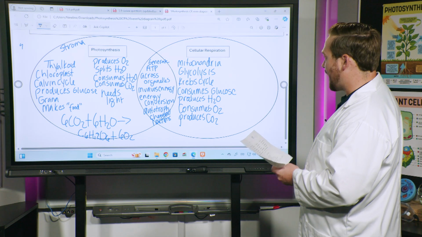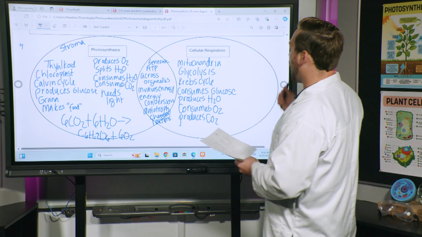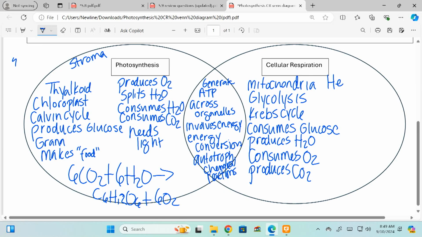All right, the next one says heterotrophs. Which of these two does heterotrophs do? Well, they only do cellular respiration. They can't do photosynthesis, so heterotrophs go over here. Heterotroph. Okay?